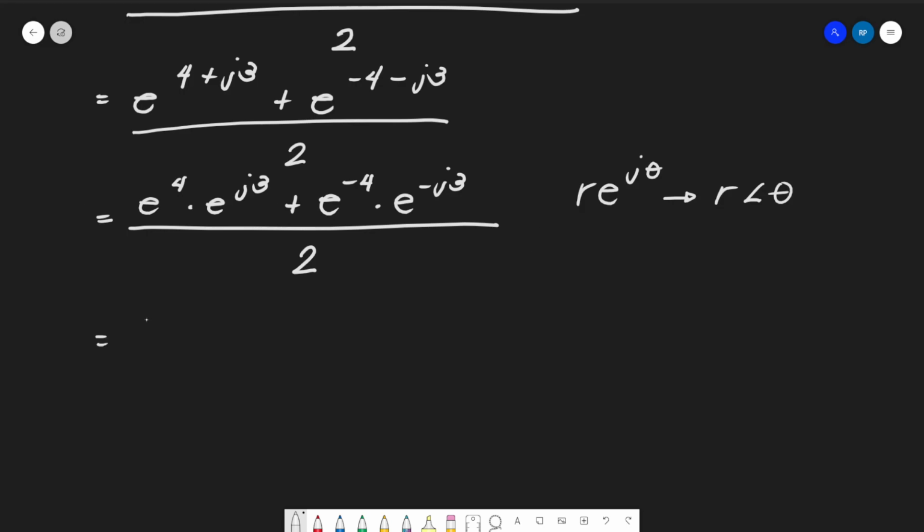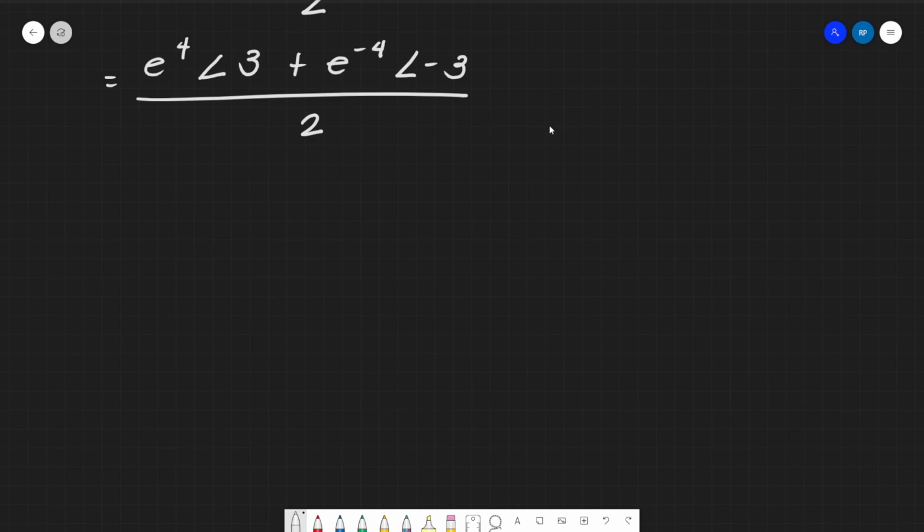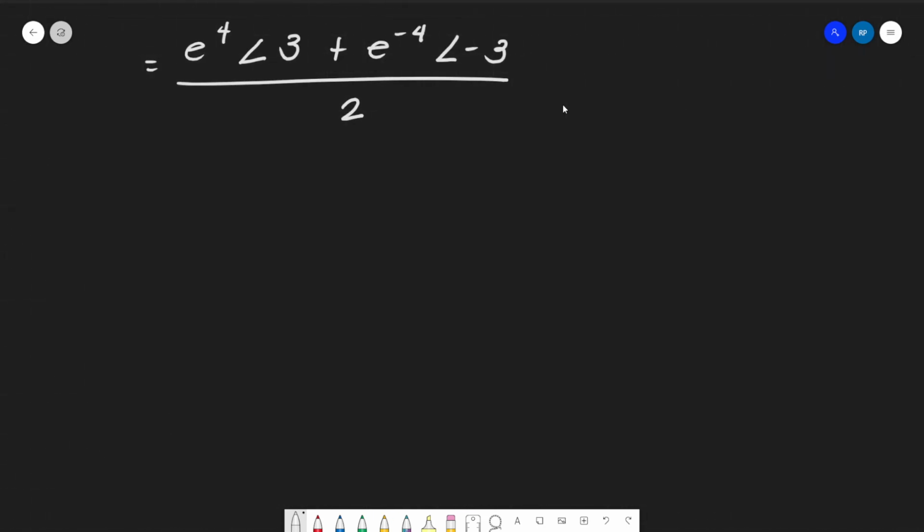So, we have e raised to positive 4. Yan yung r natin. E raised to j theta. So, yung e at saka j, hindi mo nagagalawin yun. Kung ano yung may iwan, yun yung theta mo. So, that is 3. Plus, e raised to negative 4 angle negative 3 over 2. So, that's how you convert from exponential to, tawag dito, phasor form, polar form. So, next, evaluate natin itong polar form na to.